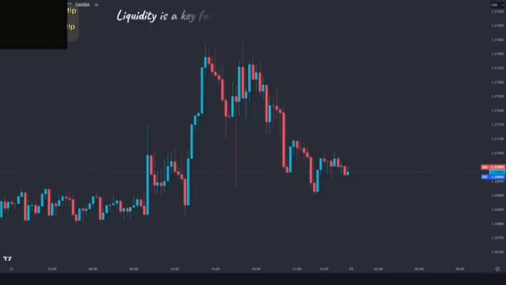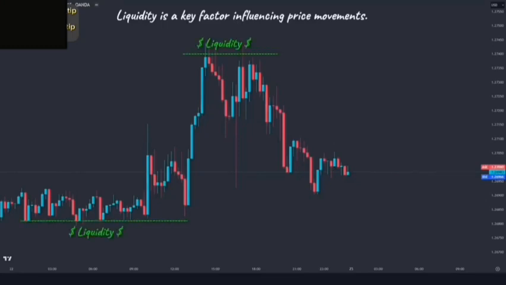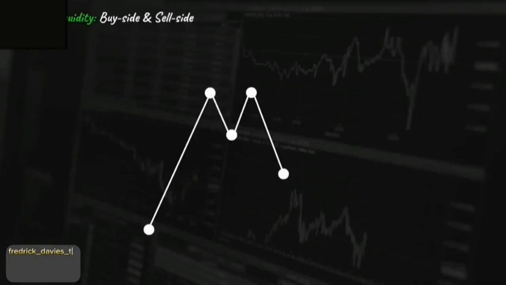You've likely heard that liquidity is a key factor influencing price movements. But where does this liquidity exist? It's not just located above swing highs or below swing lows. At every price point in the market, there is a substantial amount of liquidity. However, the specific liquidity we're referring to is of the stop-loss variety. There are two types of liquidity in the market, buy-side and sell-side.